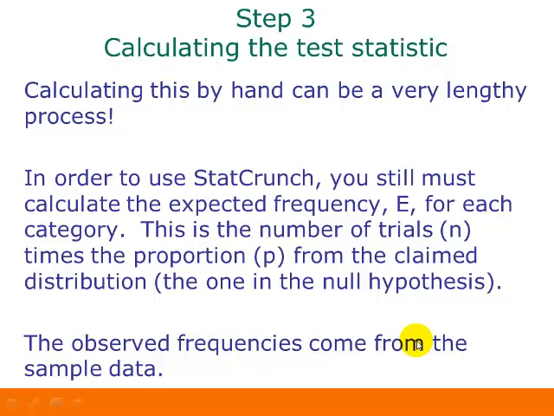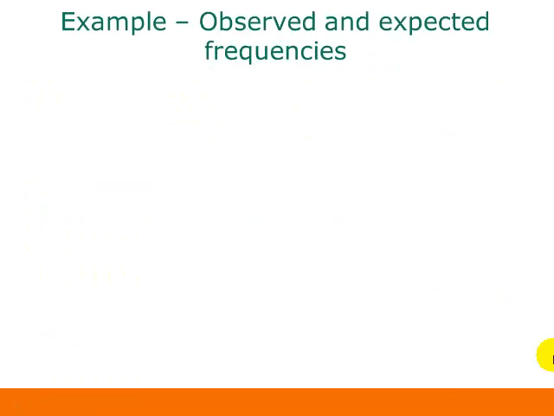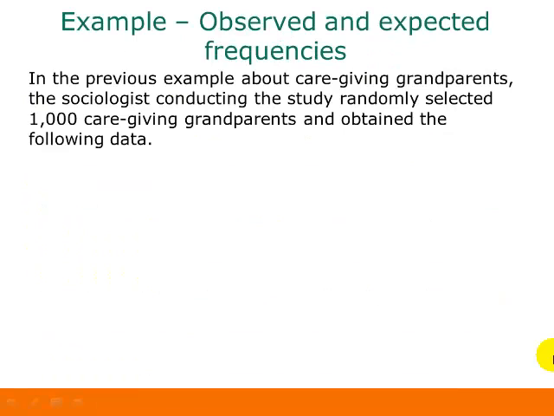The observed frequencies that we had in the formula for the test statistic, they actually come from the sample data. So you should already have those numbers. Let's look at an example. In our example about caregiving grandparents, the sociologist conducting the study randomly selected 1,000 caregiving grandparents and obtained the following data.